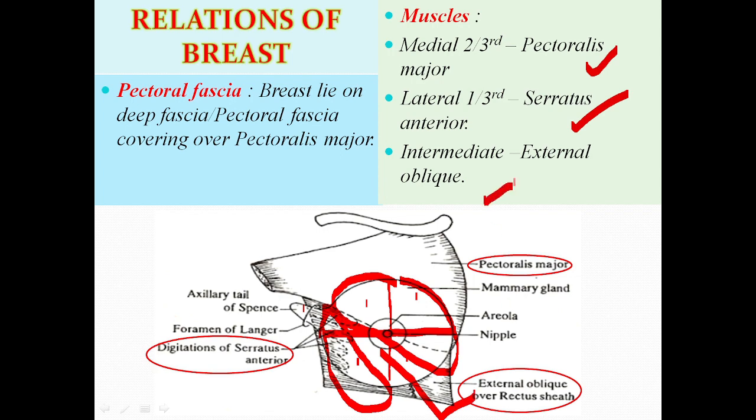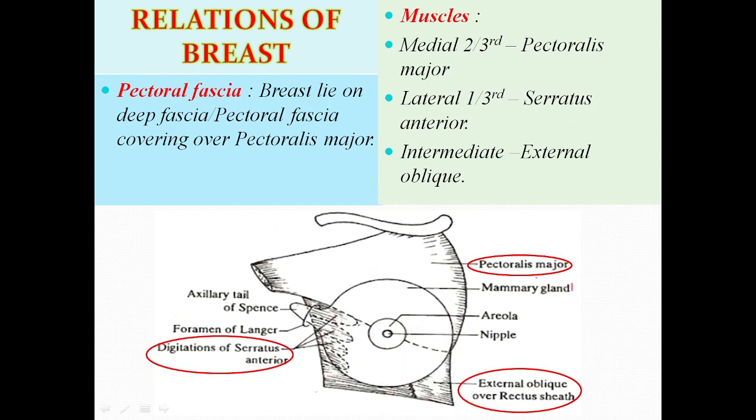So at the back, behind the mammary gland, what are all the muscles that are located? The breast lies on the deep fascia, the pectoral fascia, covering the muscles. What are the muscles? Majorly pectoralis major, serratus anterior and external oblique. These are all the relations you have to remember.